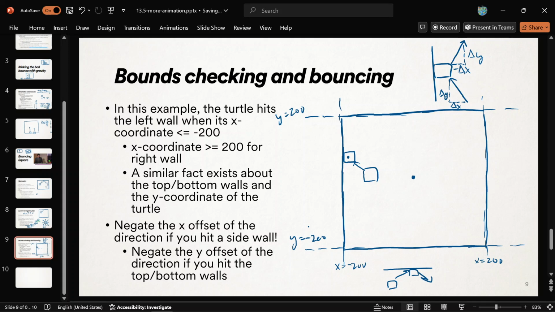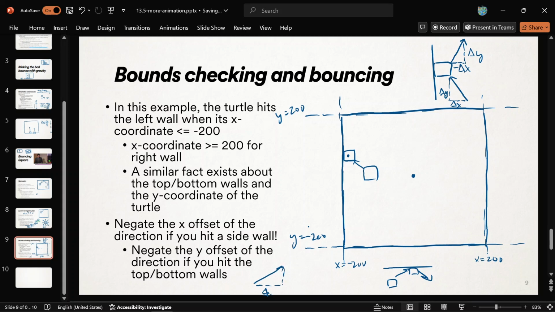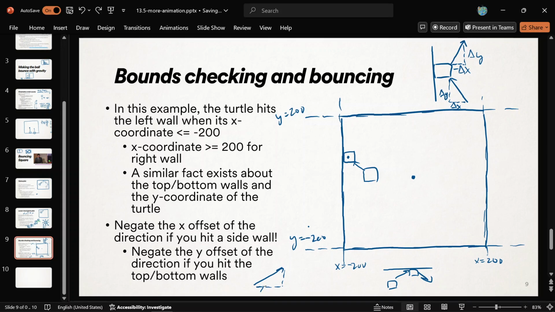Okay. So here's what you got to do. If this was my old direction, I came in and I hit the top wall somehow. This was my delta x. It was positive. I was going right and up. Delta x was positive. Delta y was positive. I want to bounce off in that way, which is going to be the same triangle.